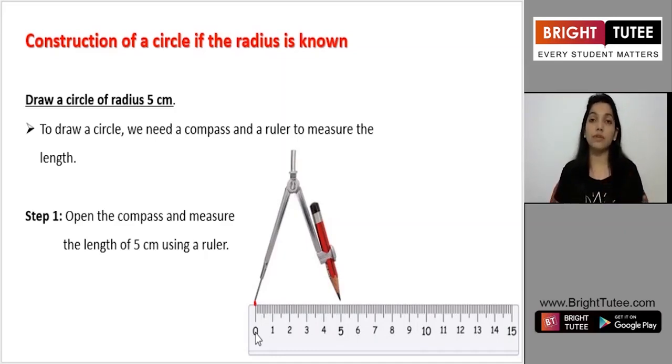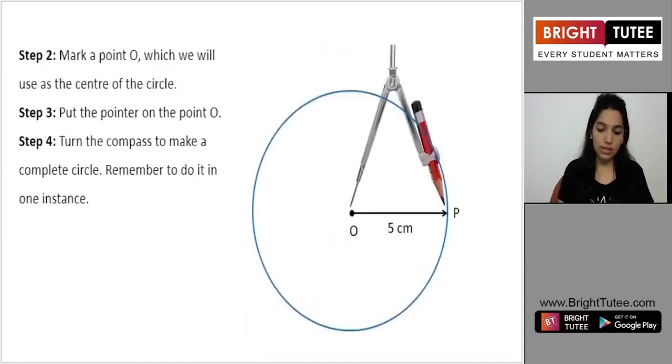What is the radius given to you? 5 centimeter. So see here, this particular distance that we have kept in order to open the compass is exactly 5 centimeter. Using the ruler we have measured it. Very important first step to follow. Now let us see what is the second step.